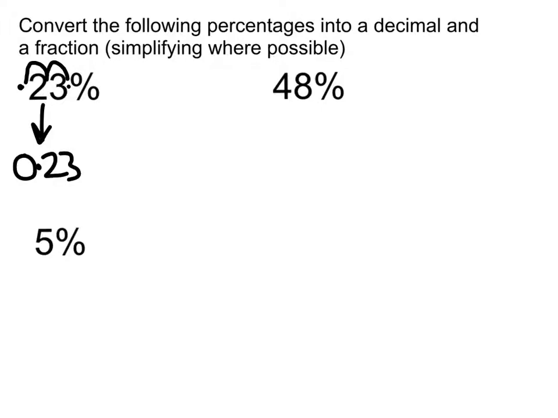Now to write this as a fraction, we write 23 over 100 because percentage means out of 100. So we've got 23 out of 100 and that doesn't simplify any further.